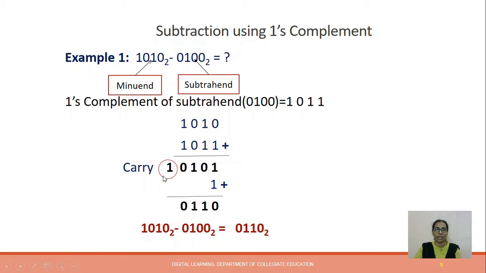So here we have a carry of 1. If there is a carry, we have to remove it and then add 1 to the least significant bit of the value. So here adding 1, you will get 1 plus 1 is 0, and carry 1, so 110. So 0110 is the answer of the subtraction, and the result is positive.